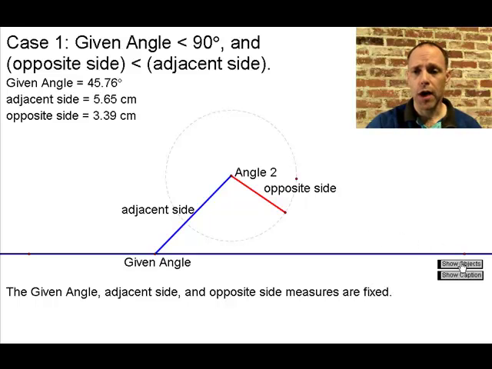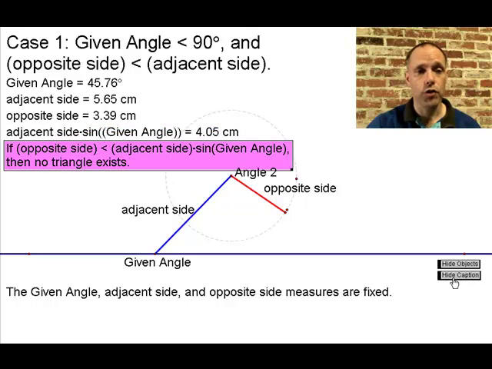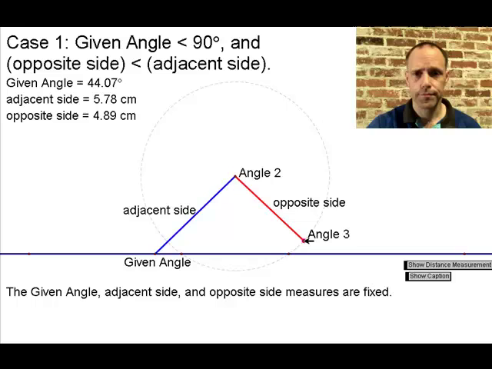Now, from the previous problem, we know that we need to do a comparison of the length of the adjacent side times sine of the given angle, and here that's 4.05. Now, if I compare that to the length of the opposite side, you'll notice that it's larger than the length of the opposite side. So if the opposite side is smaller than the adjacent side times sine of the given angle, then there's no triangle possible.